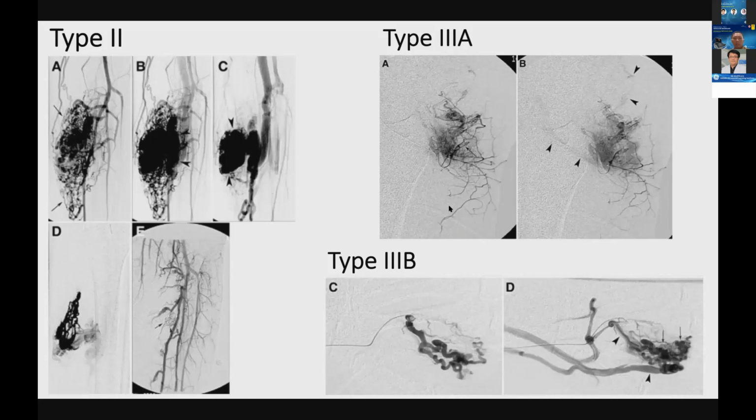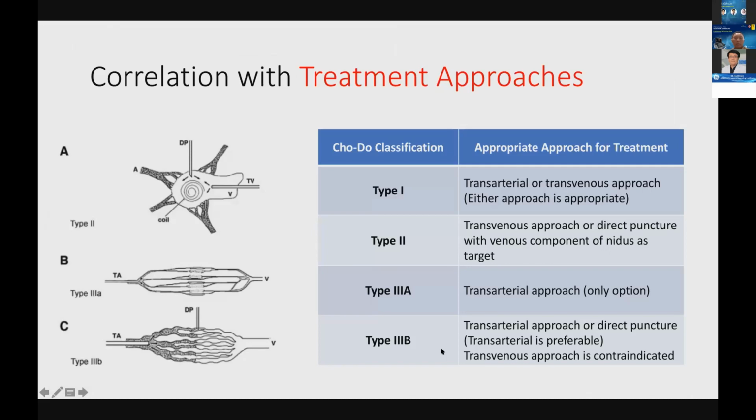This is not so much dilatation of the feeding artery in this case. This is type 3B. Prof. Sangyup also already presented the purpose of the classification. Yes, according to correlation with the treatment approach: type 1, type 2, and type 3A and type 3B. This is the approach of the treatment.